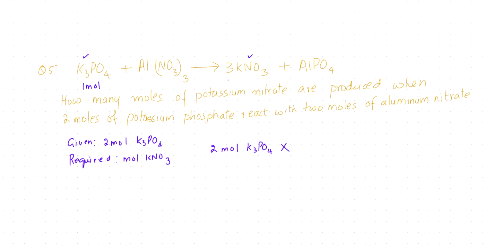potassium nitrate. So 2 moles of potassium phosphate times mole ratio. Down we write 1 mole K3PO4 produces 3 moles of potassium nitrate, so 3 moles KNO3. The moles of potassium phosphate cancel. So now we have 2 times 3, 6. So 6 moles of KNO3, potassium nitrate. This is the answer.